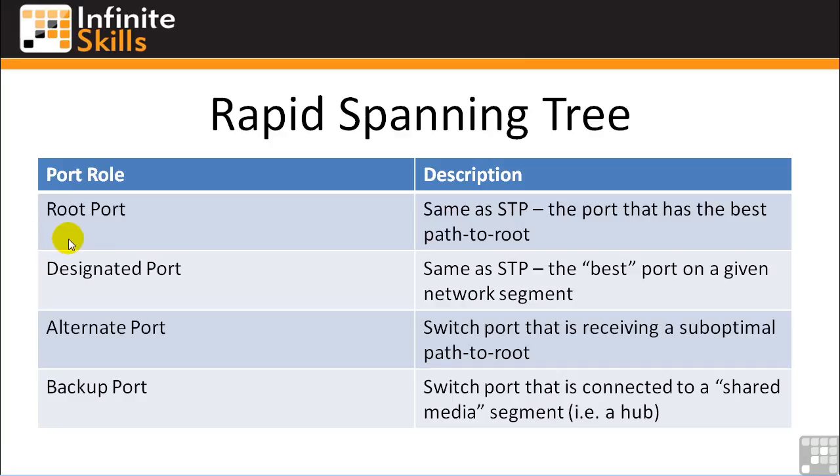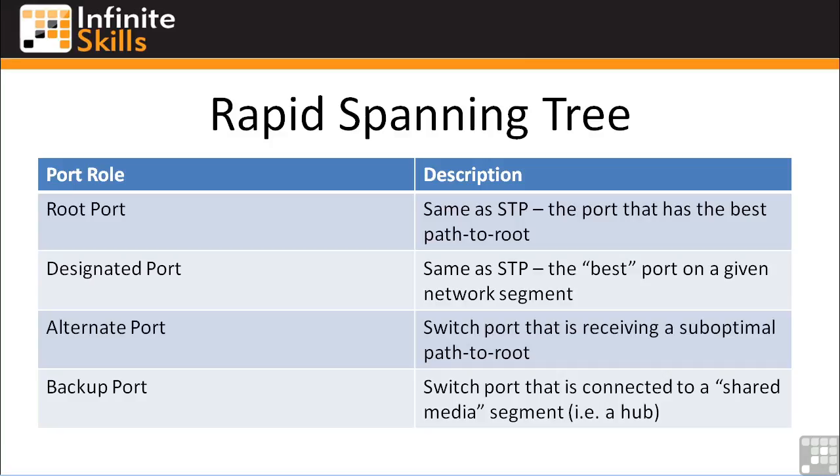Now the root port and designated port in rapid spanning tree are exactly as they are in regular spanning tree protocol. The root port is the port that has the best path to the root, the lowest hop or the lowest port cost. The designated port is the same as spanning tree. It's the best port on a given network segment. And as you'll recall, rapid spanning tree uses the exact same criteria to determine the root and designated port.